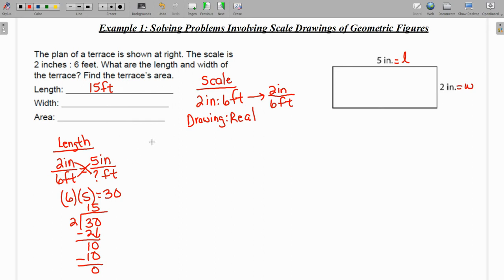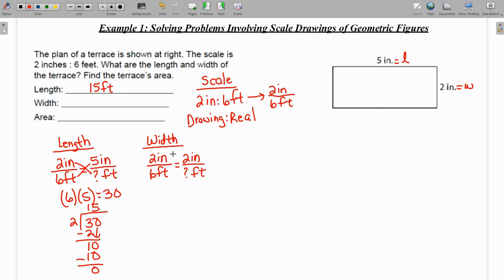Now, the second part I'm looking for is the width. So I'm going to use that same scale that was given to me, which I put in ratio form. 2 inches of drawing length is the same thing as 6 feet in real life, and I'm going to say equals, and draw a line. Now, my width in my drawing is 2 inches, so I'm looking to find out how many feet 2 inches is going to be in real life.